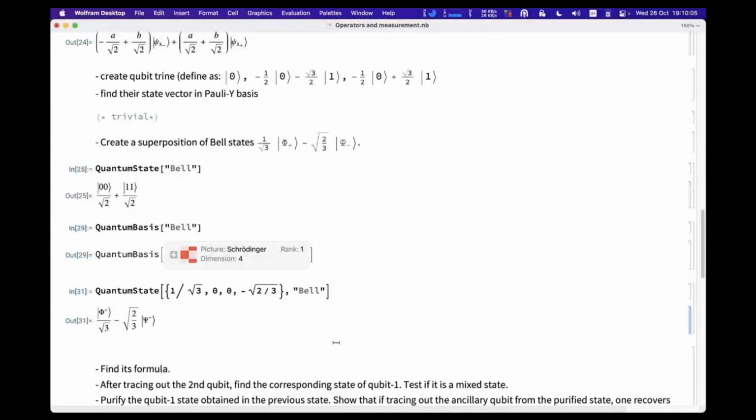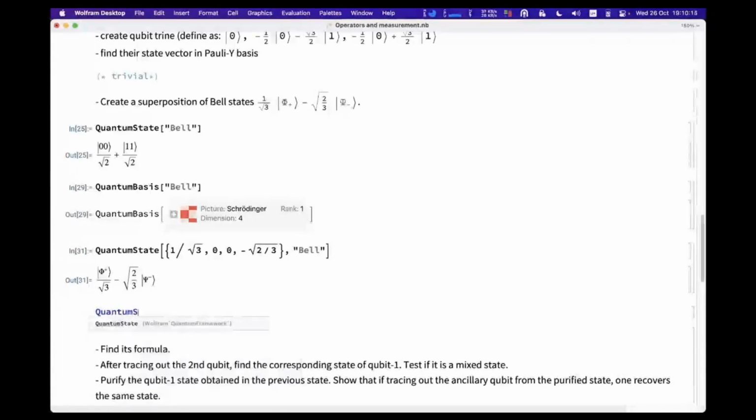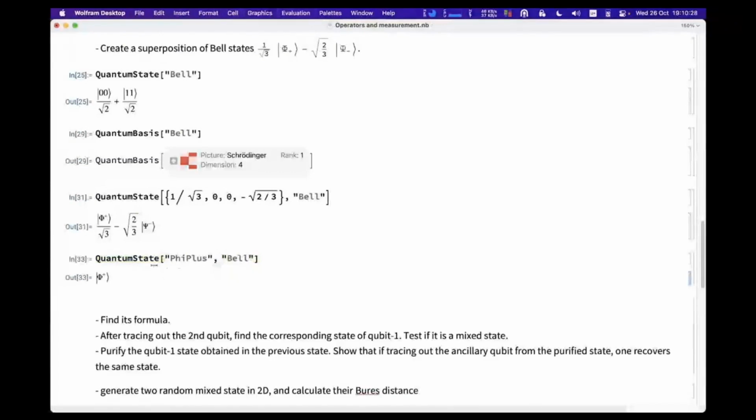Okay. Of course, another approach is literally creating that superposition using named states, because we have a quantum state phi plus. So we can start by creating your quantum state phi plus. Again, this time we are using named states. Phi plus, and this is the definition of phi plus, and then you can create a superposition. Now let's transform it into Bell state. That's the representation in Bell state.